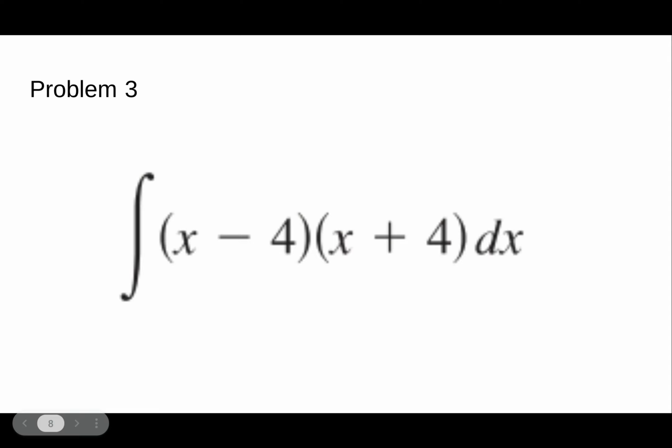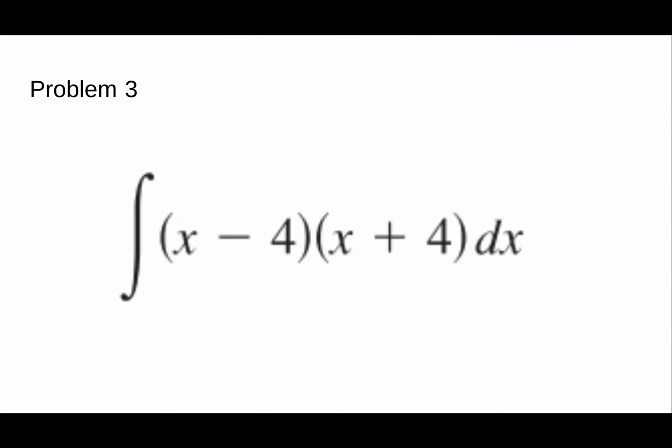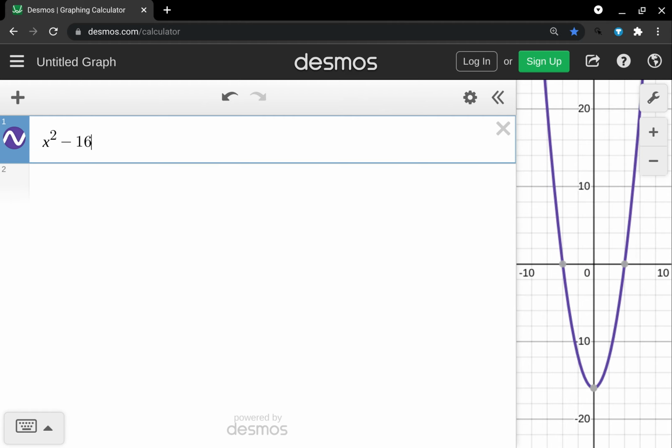Here is the second question. We want to take the integral of this, but how do we take the integral of the product of two functions? We don't know how to do that yet, but there's another way we can do it. We can expand this out. It's a plus b times a minus b, so it's a difference of squares. x squared minus 16.